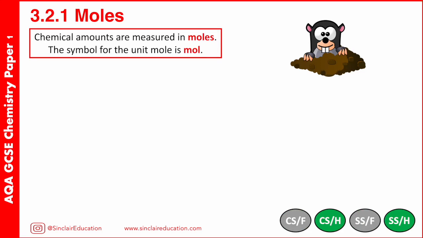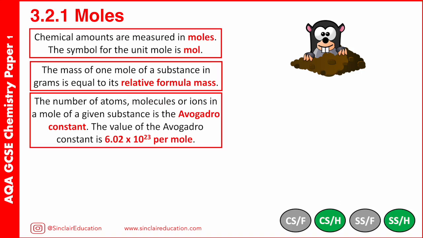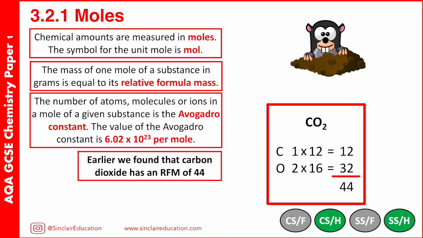Moving on to higher only content, we have this idea in chemistry about moles, the unit of which is mol. Now, when we're looking at moles, 1 mole of a substance's mass is equal to the relative formula mass in grams. So if, for example, we know that carbon dioxide has a relative formula mass of 44, 1 mole of carbon dioxide would weigh 44 grams.